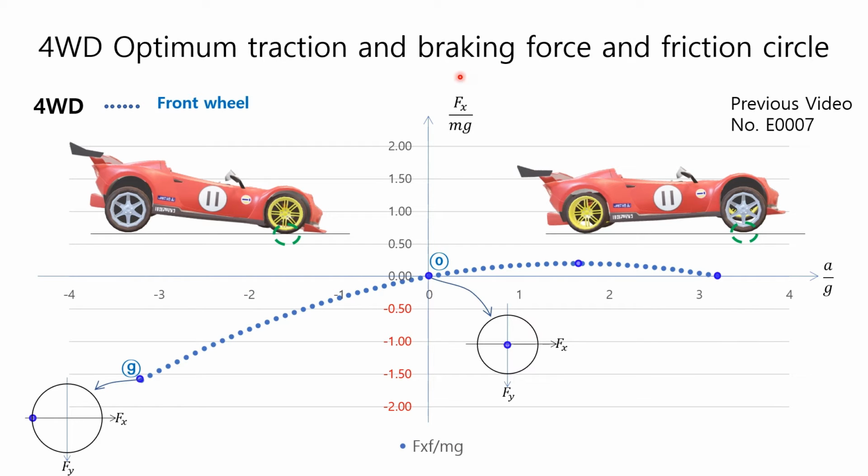Let's first look at the front wheels. Point O indicates a stationary state or constant speed driving state, and since frictional force is not used, it has a friction circle corresponding to normal load. When braking, the acceleration has a negative value and the weight moves to the front wheels, increasing the vertical load, so it becomes a state of G. At this time, as the weight increases, the radius of the friction circle becomes larger than at point O.